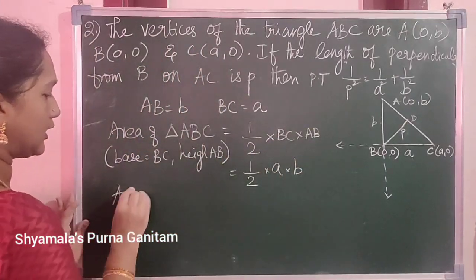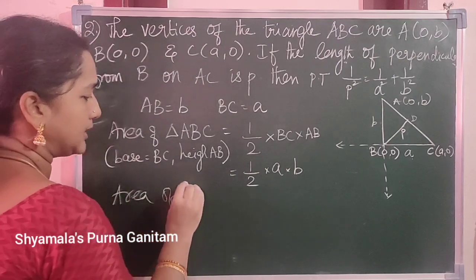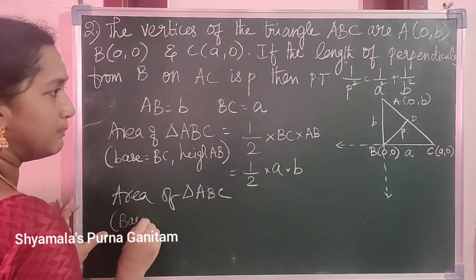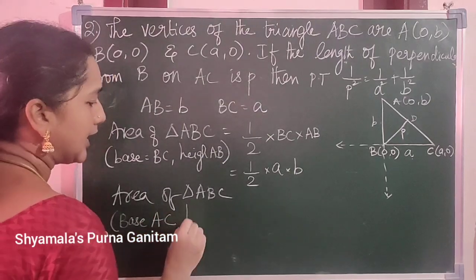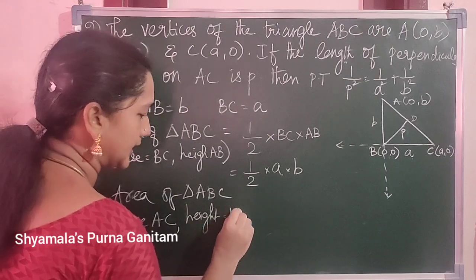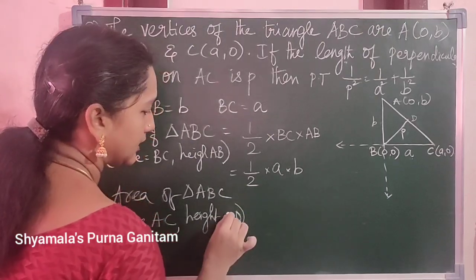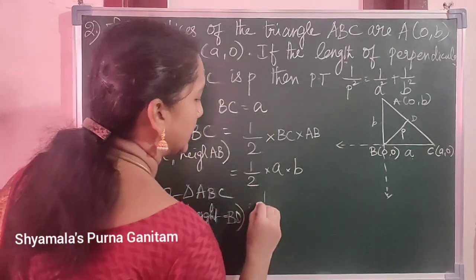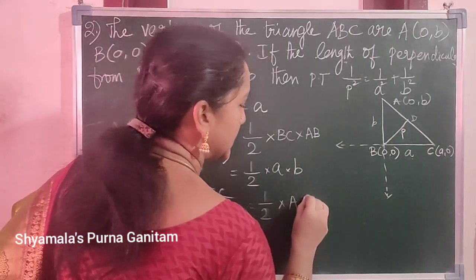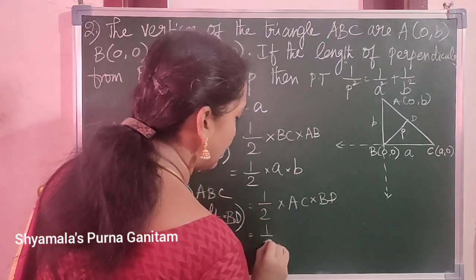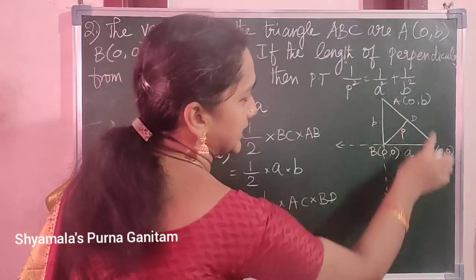The same area of triangle ABC with base as AC and height as BD. Sorry, the height is BD. Then you will get half into AC into BD. So half into AC length.